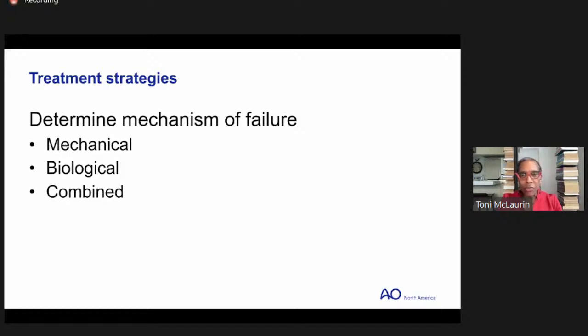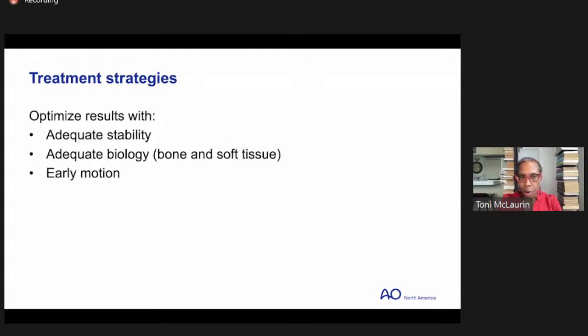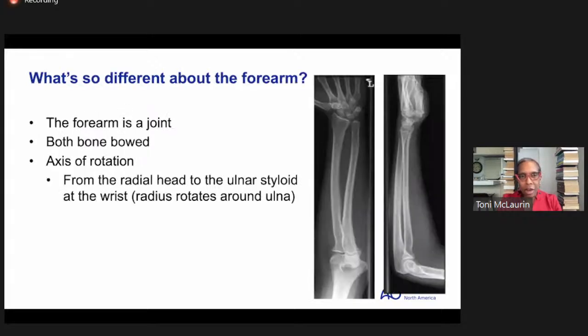Again, as I mentioned, you need to figure out why did this happen, determine the mechanism of failure. Was it mechanical? Was it biological? Or was it a combination of both? And then you need to optimize your results by recreating those things that are causing it, adequate stability and adequate biology, both in the bone and the soft tissue. And you need to get the patient moving. You could make the most beautiful, new bone from your non-union repair, but if the patient is stiff and non-functional, that doesn't help you. So this is about all non-unions.